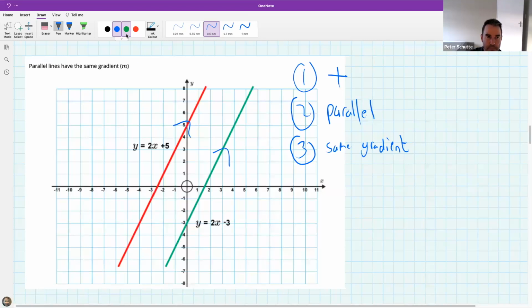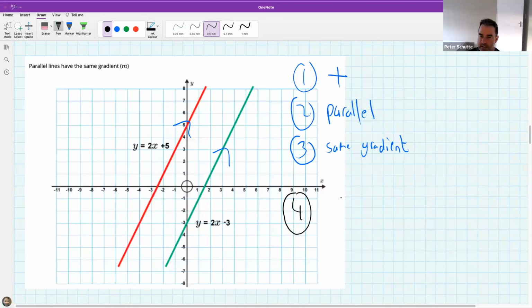And what parallel means is they're equidistant throughout, or they're the same distance apart. And one of the key things that we need to know for the section is when lines are parallel, they have the same gradient. What is that same gradient in this case? What's the gradient they have in common? You can pop it in chat.